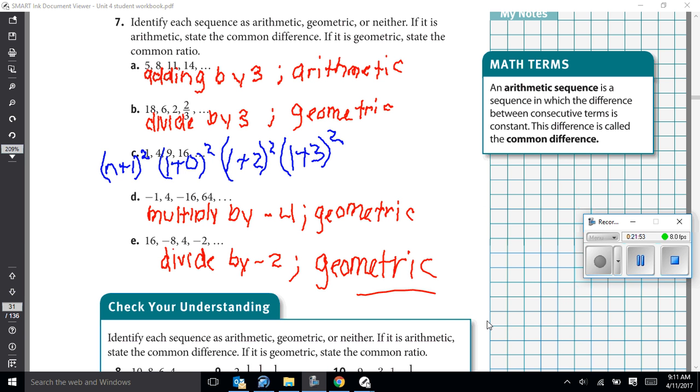All right, so n plus 1 squared: 1 plus 0 squared, 1 plus 2 squared, and 1 plus 3 squared. All right, so here the pattern is n plus 1, so we're adding 1. Like 0. So 1 is 1 squared. 4 is 2 squared. 9 is 3 squared. 16 is 4 squared. So if you start with 0 plus 1 is 1 squared, and then 1 plus 1 is 2 squared, 1 plus 2 is 3 squared, 1 plus 3 is 4 squared. So you're adding 1 to your base and then squaring.